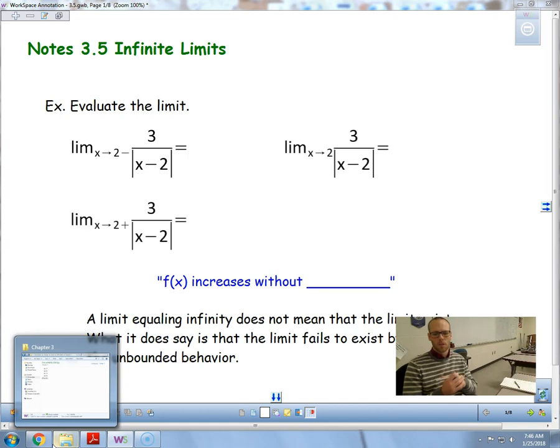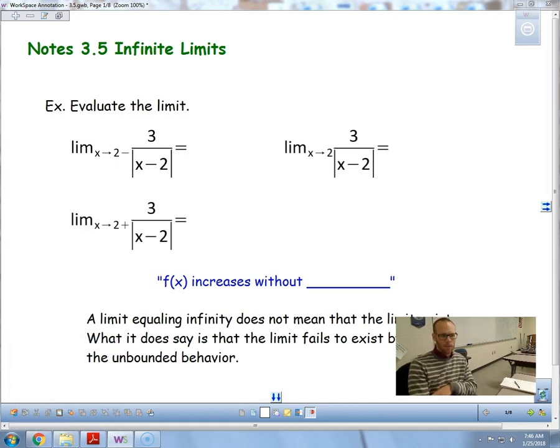So I've got a function here that we're going to take a look at. 3 over the absolute value of x minus 2. Now notice I'm going to take the limit as x goes to 2 from the left, the limit as x goes to 2 from the right, and then we'll make a conclusion about the limit in general as x goes to 2. So what does this look like?